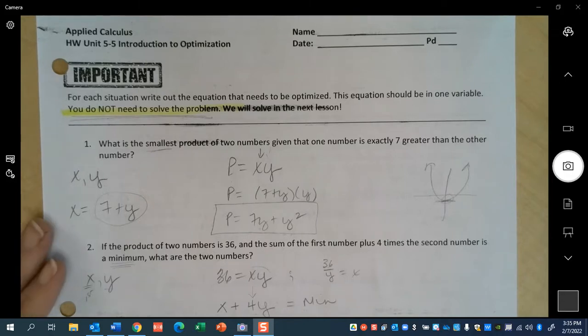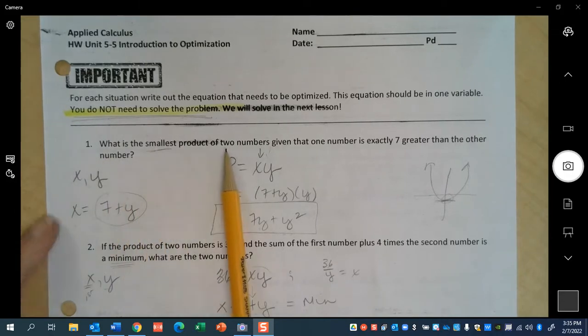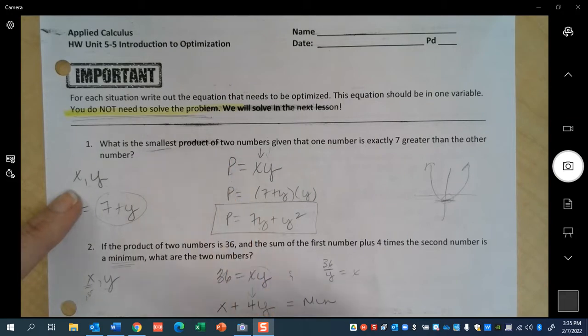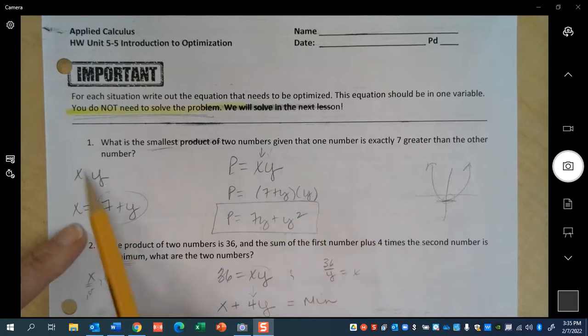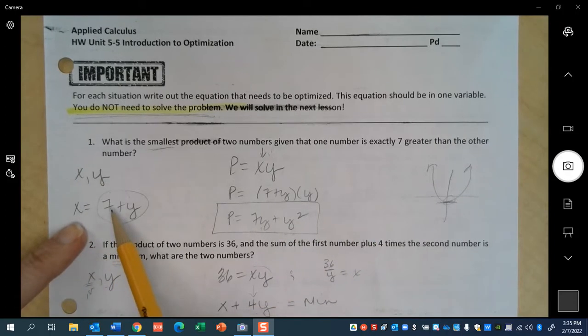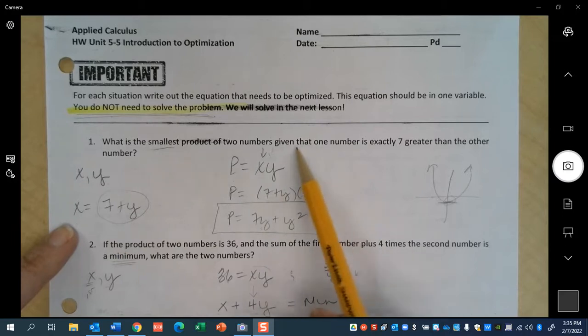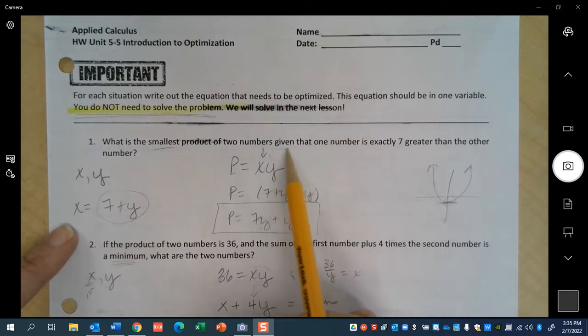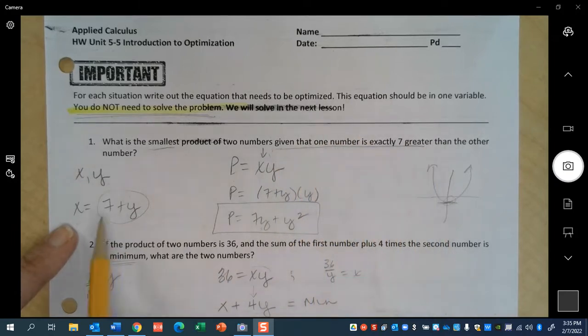So if we talk about what is the smallest product of two numbers, our two numbers, I'm going to call my x and my y. Now what I want to do is get enough information about this so that I could rewrite one variable in terms of the other. So once I see that given that one number is exactly 7 greater than the other, I know that x is my larger number because it is equal to 7 more than my y.